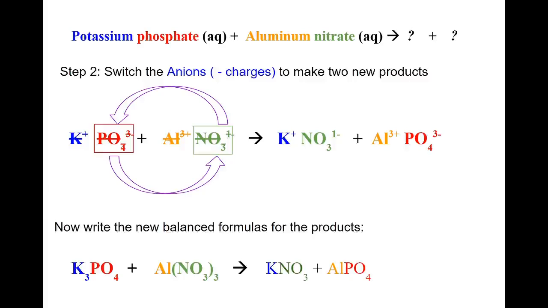Now that I know what ions are going to make up my new products, I need to balance those formulas. So +1 and -1 means I only need 1 K and 1 NO3. Be careful with the crisscross rule with my aluminum phosphate, because if I crisscross it, it looks like I need 3 aluminums and 3 phosphates, but ionic compounds are ratios. So if my ratio is 3 to 3, the correct answer would just be 1 and 1, so AlPO4. I only need 1 of each of those ions.